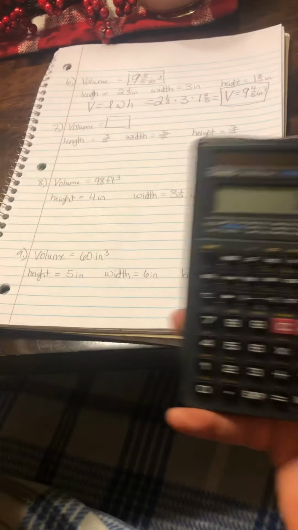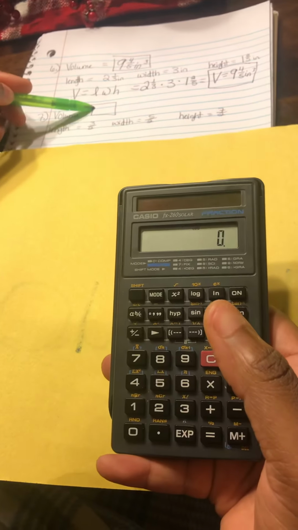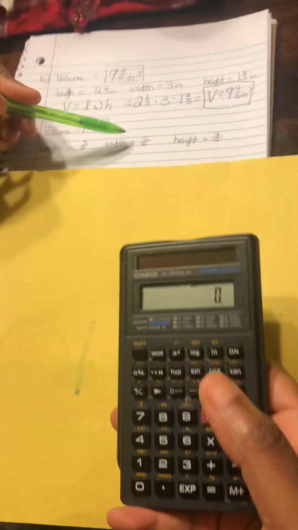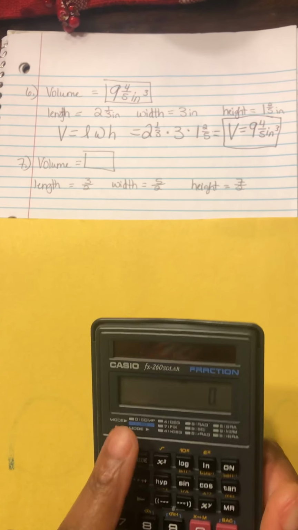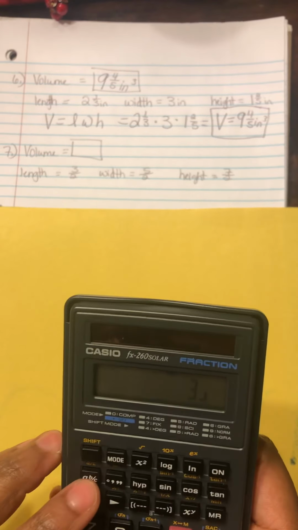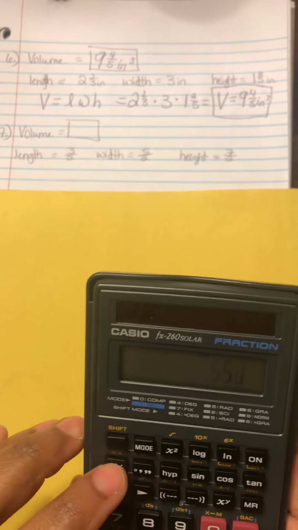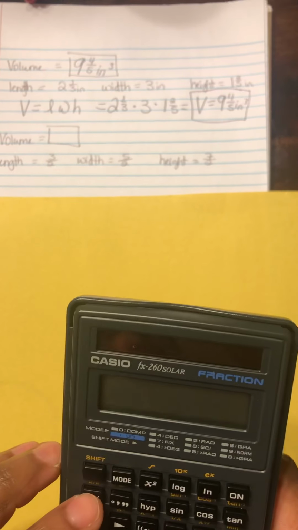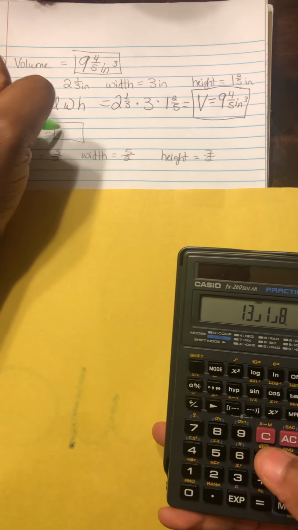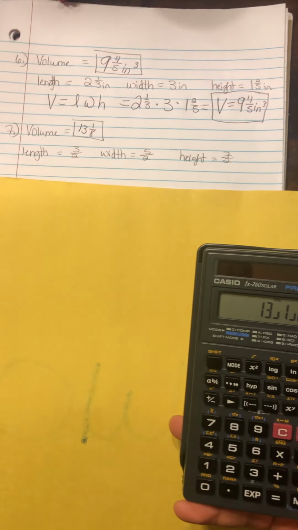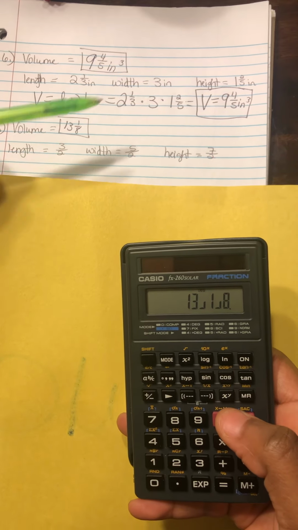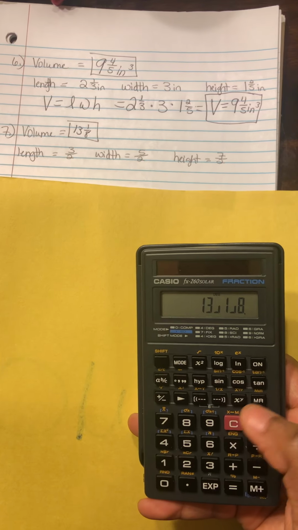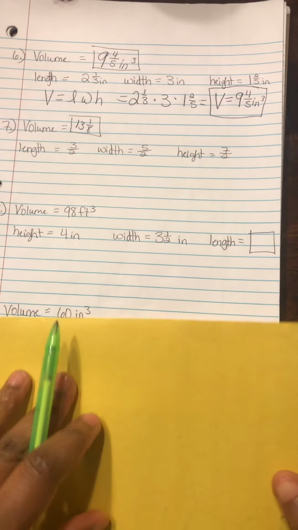Looking at number 7, we want to know the volume. The length is 3/2, the width is 5/2, and the height is 7/2. So once again, that scientific calculator will help you. So 3.5 times 5.5 times 7.5. And for my answer, I get 13 1/8. Length times width times height, 13 1/8.